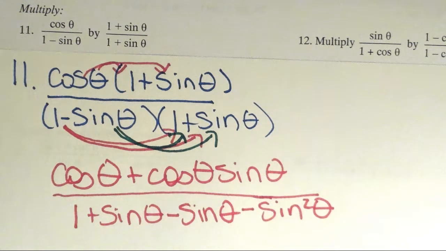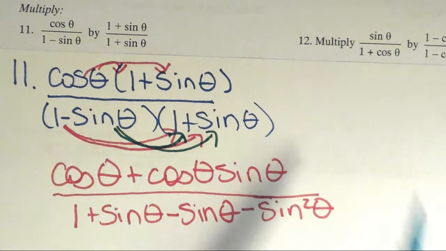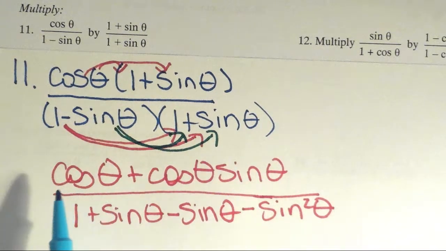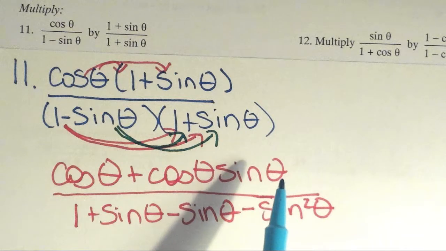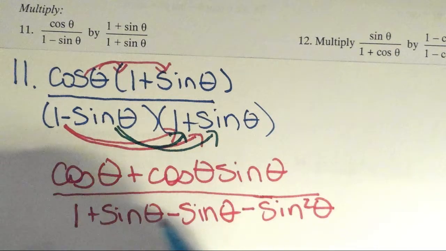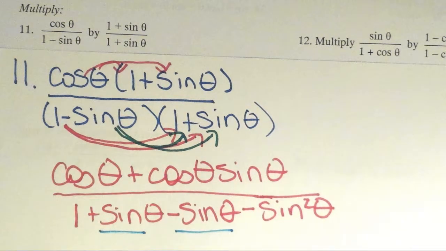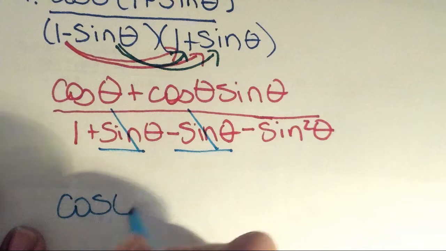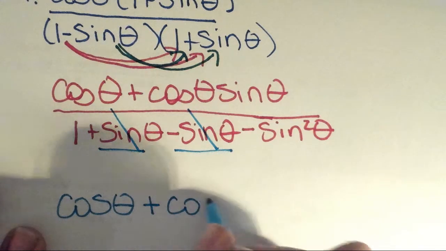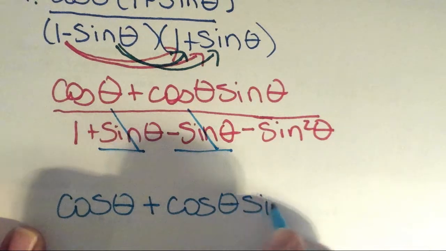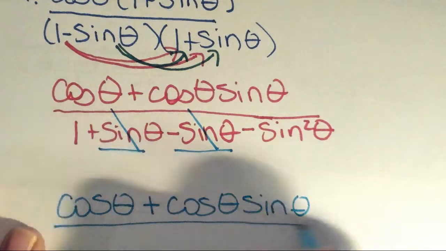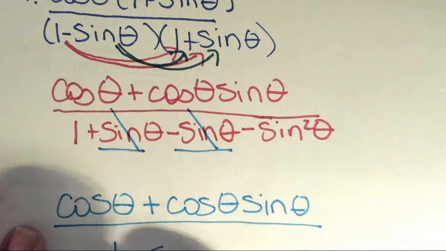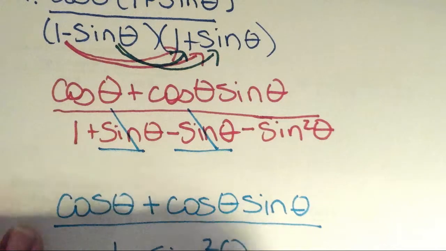Now that I've multiplied, I'm going to go follow the rest of my directions. It said to simplify. So I'm going to try to see if anything can be simplified. Well, nothing can really be simplified on the top right now. On the bottom, I see that I have a sine theta and a minus sine theta. So those are going to cross out. So I'm going to go rewrite what I have. I've got cosine theta plus cosine theta sine theta all over 1 minus sine squared theta.